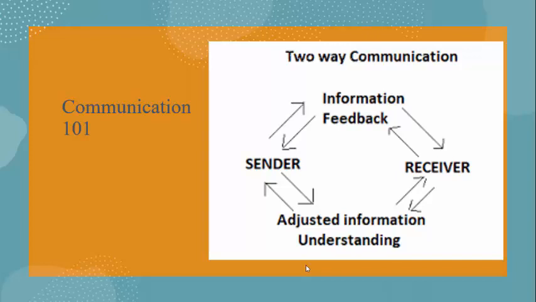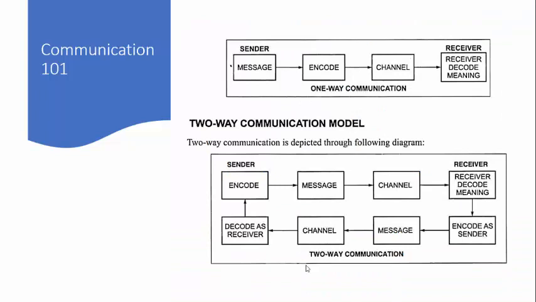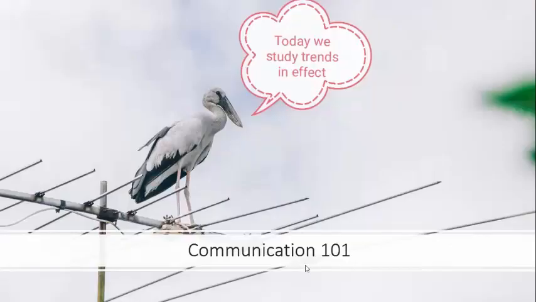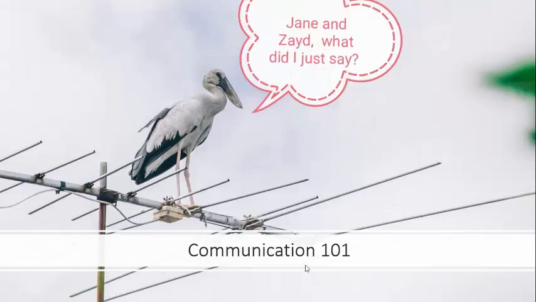So how do we find whether the information was received or not? It's very simple. We can say something and then we notice someone is not paying attention. Then you would just simply ask them, what did I say? Example, the teacher is saying, today we study trends in effect. Then he notices two people are not paying attention, they were talking to each other, etc.